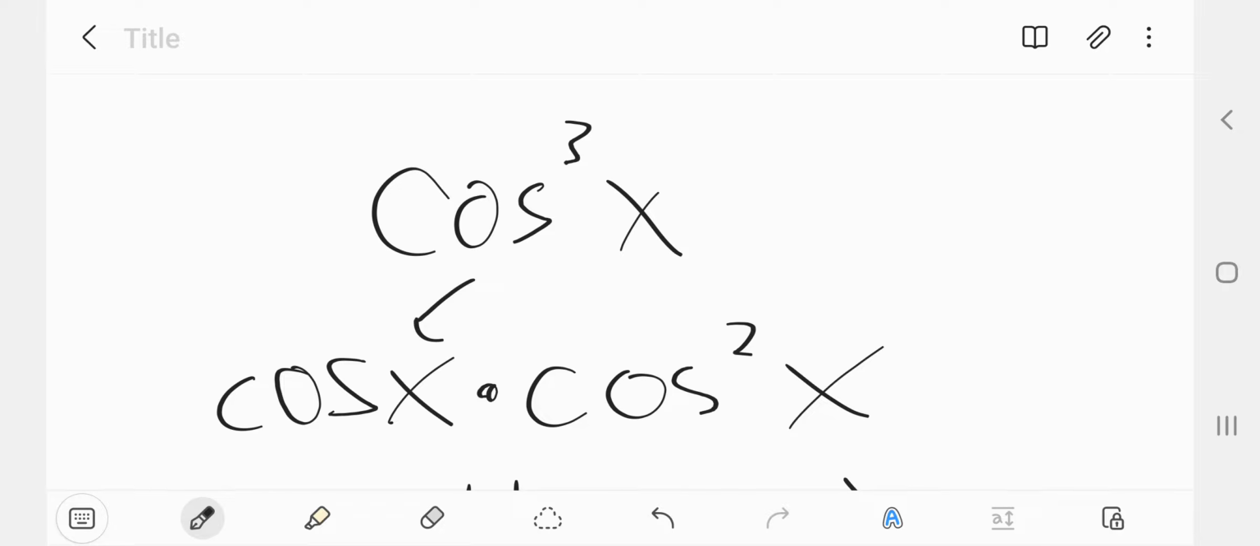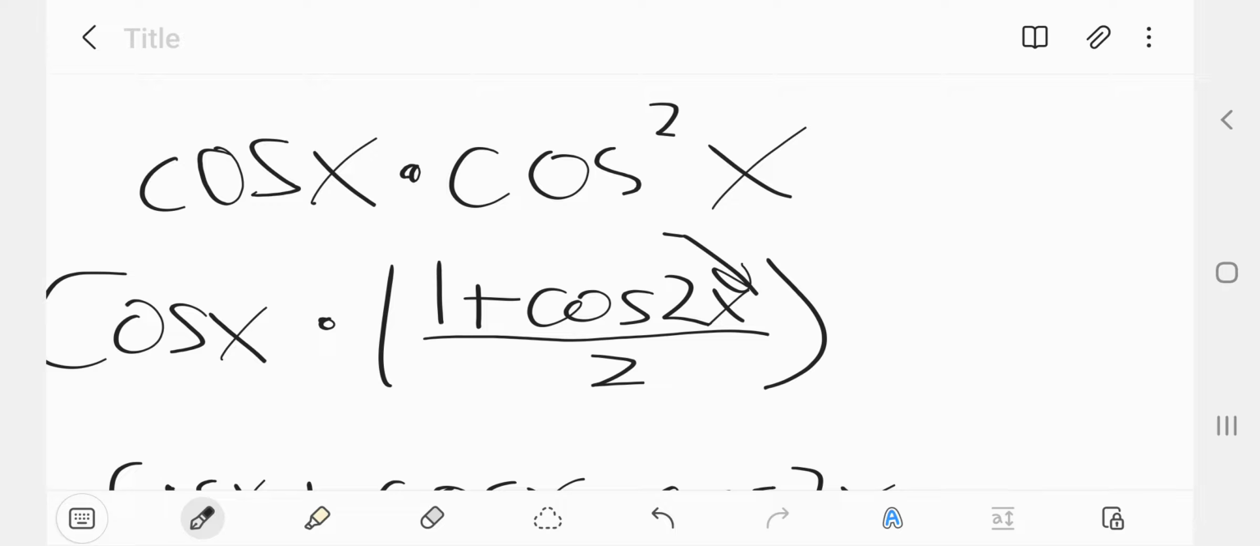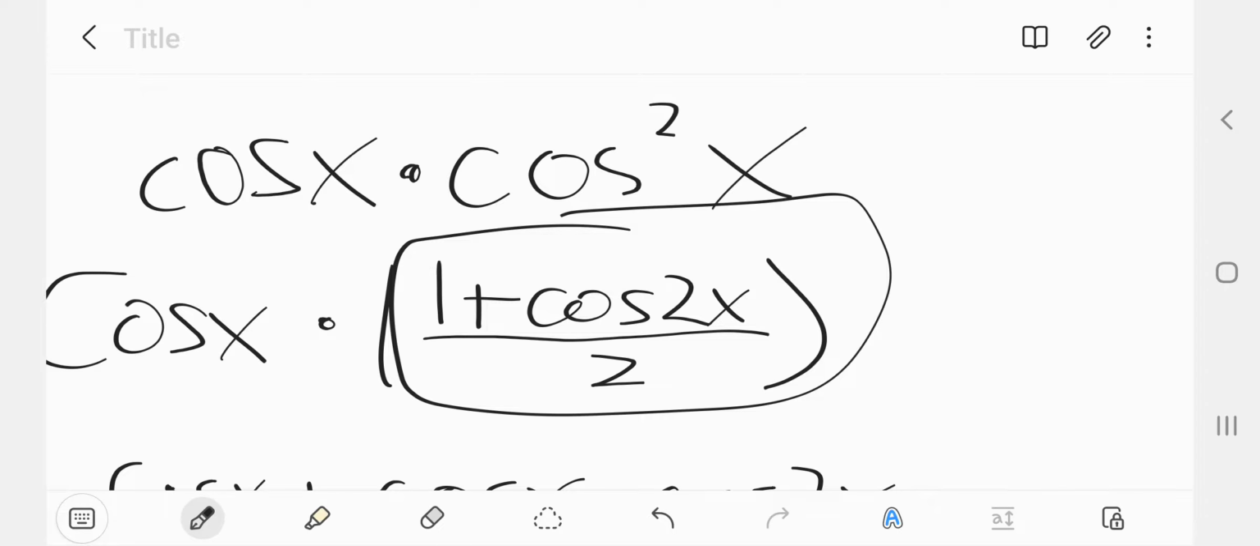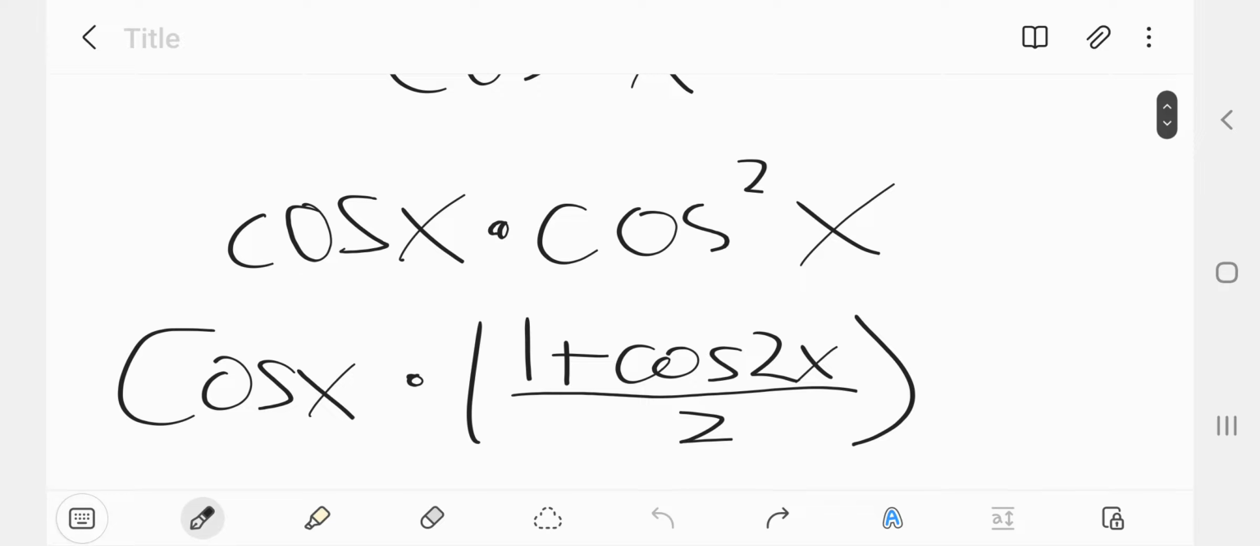Now that we have a cosine squared x, we can use our power reducing formula. Cosine squared x equals 1 plus cosine 2x over 2. So we essentially just replace that cosine squared x with this big 1 plus cosine 2x over 2 expression right here. Cannot forget the cosine x still on the outside being multiplied to it, right? So we essentially first broke down to the two separate parts, and then used the power reducing formula to turn this into a single power of cosine.